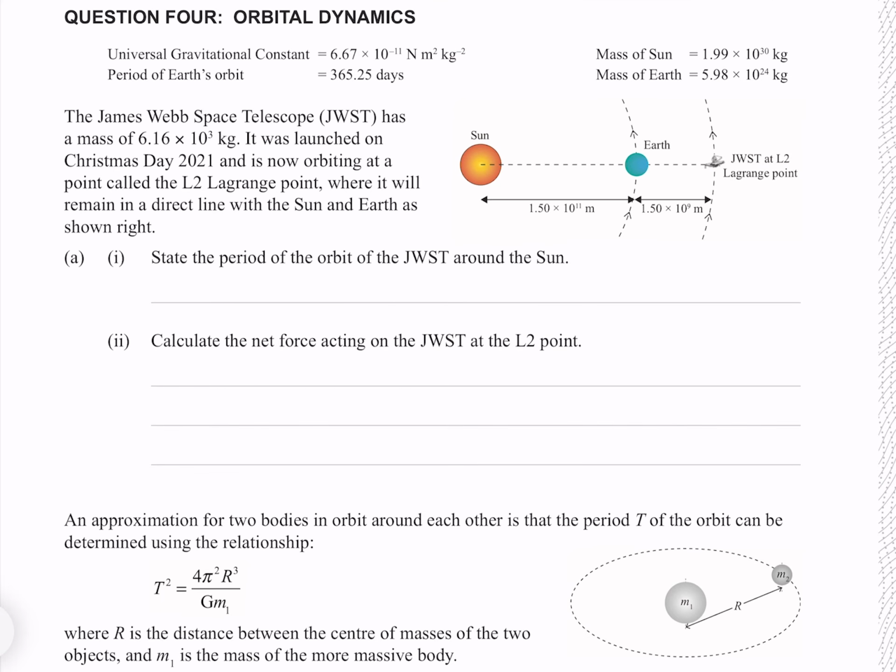Question 4. The James Webb Space Telescope has a mass of 6.16 times 10 to the 3 kilograms. It was launched on Christmas Day 2021 and is now orbiting at a point called the L2 Lagrange point, where it will remain in a direct line with the Sun and the Earth as shown right. State the period of the orbit of the James Webb Space Telescope around the Sun. It orbits with the Earth, so it's going to have the same period as the Earth.